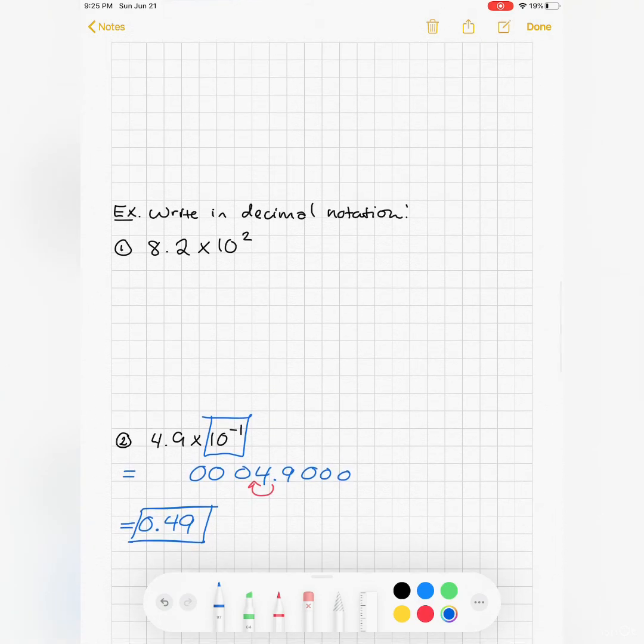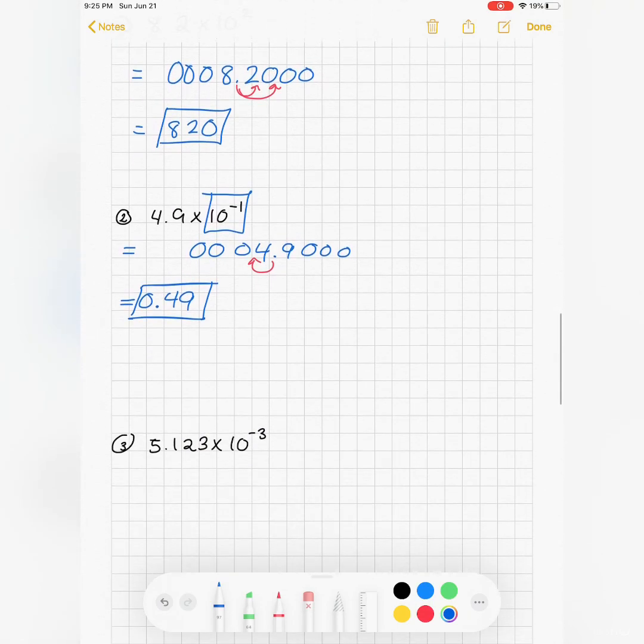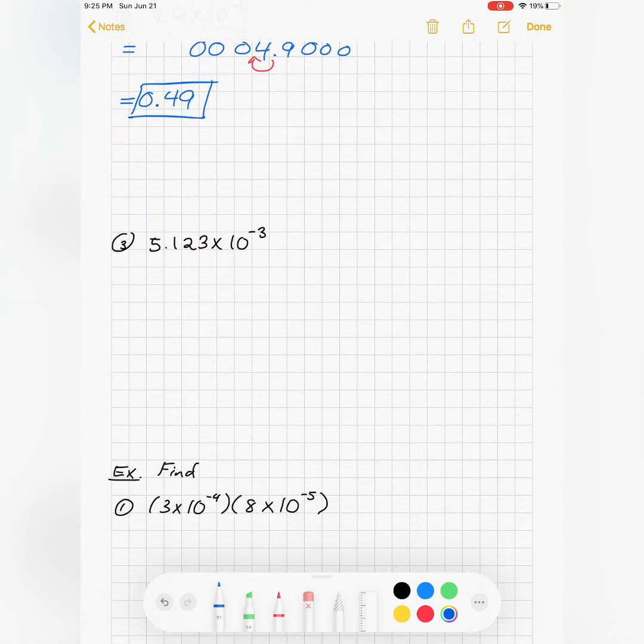Okay, skip this guy. So I have 8.2. Again, I can put zeros on either side of this, as many as I want, as long as the decimal's in the right place. Times 10 squared, so times 100, so 2 places right. So it looks like I get 820. Just have to put the decimal in the right spot.